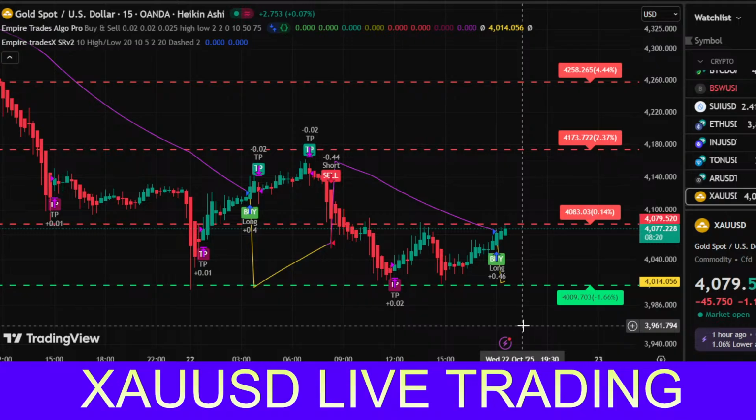Consequently, larger lot sizes can lead to higher profits from small price movements, but they also increase the potential for significant losses. Traders must therefore align their lot size with their risk tolerance and account balance to avoid overexposure.